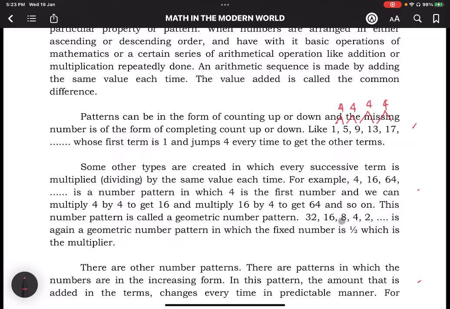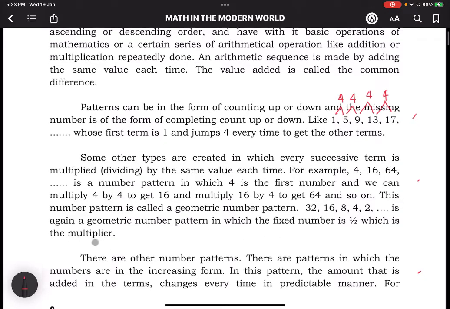32, 16, 8, 4, 2 is again a geometric pattern in which the fixed number is 1 half. So pababa naman siya, meaning descending, which is computed or arrived at by getting the 1 half of the number preceding the next term. So 1 half ang ating multiplier.